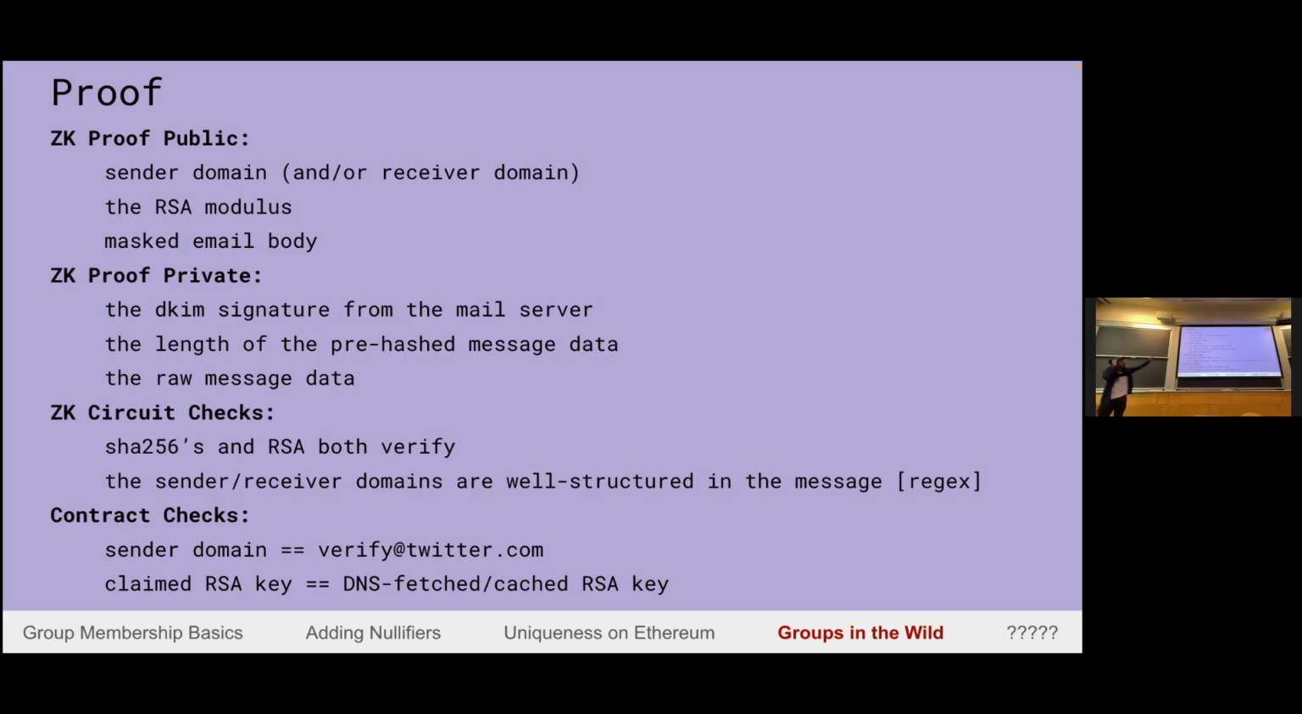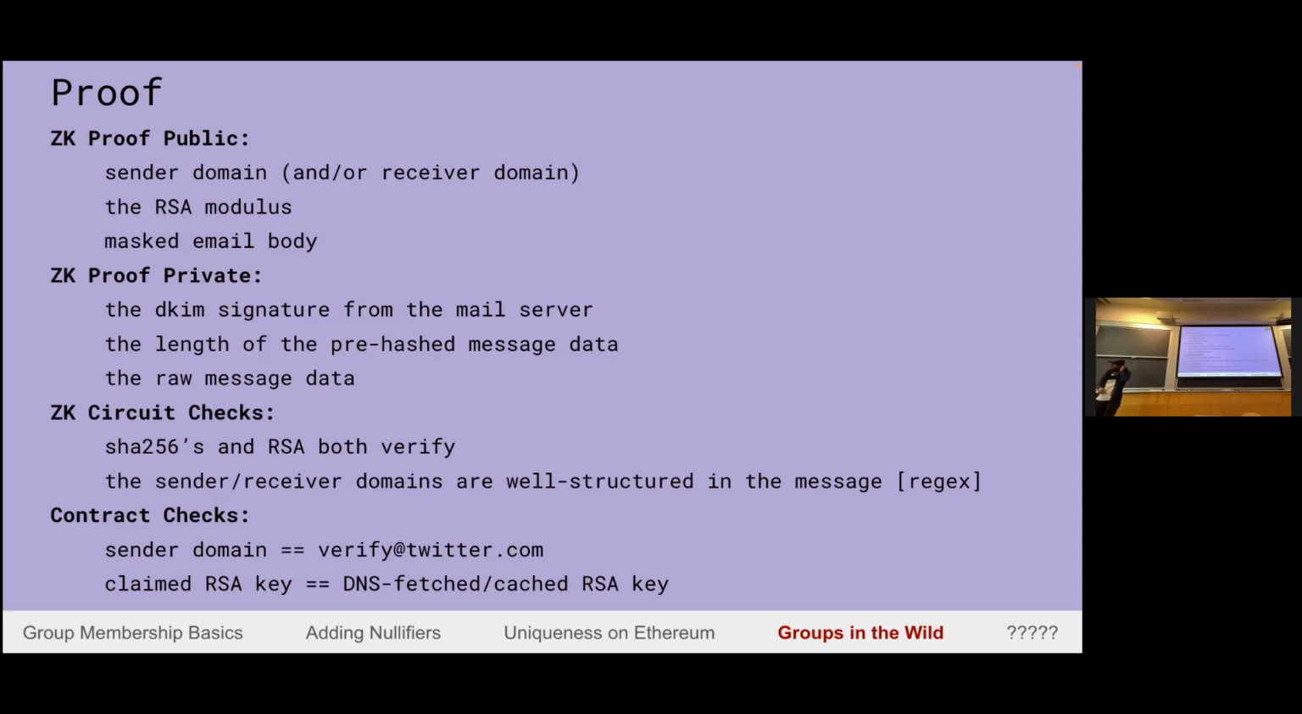Well, the public inputs that we would have could be the sender domain. So maybe this is like verifiedtwitter.com. It would have the RSA modulus. So this would basically be twitter.com's public mail server key. This is basically the RSA public key. It would have the masked email body. So it would say, look, in this email body, I want to reveal nothing in any of the headers or the from or the to or the body except for this small regex match of my username.